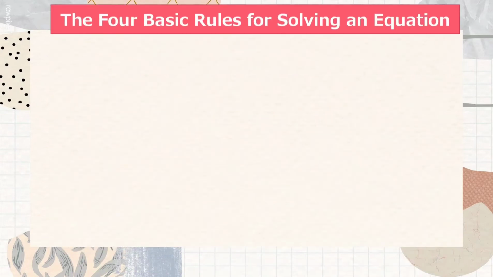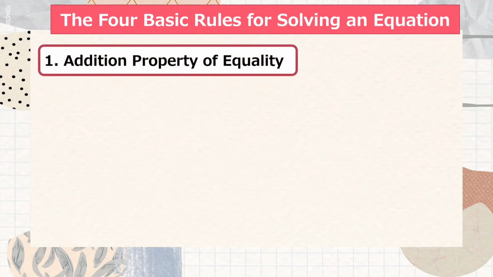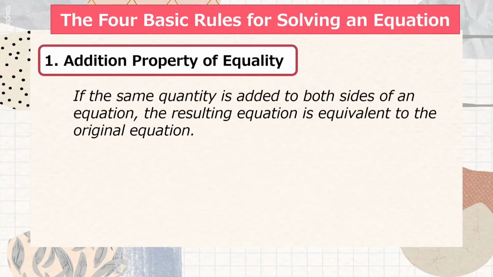Okay, so let us study the four basic rules for solving an equation. How are we going to solve an equation? Let's start with number 1, the addition property of equality. What is the rule here? If the same quantity is added to both sides of an equation, the resulting equation is equivalent to the original equation.